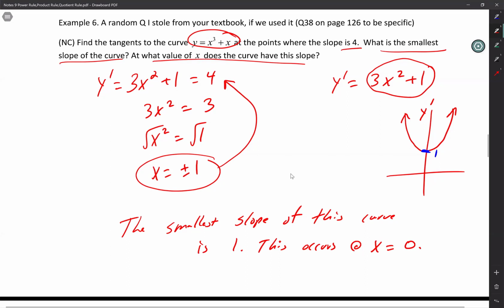No, on the y prime, at 0, my slope is 1. That just means my slope for y is smallest where my x coordinate is 0. So that means my x coordinate is 0 on this one where I have the smallest slope. You know what I mean?